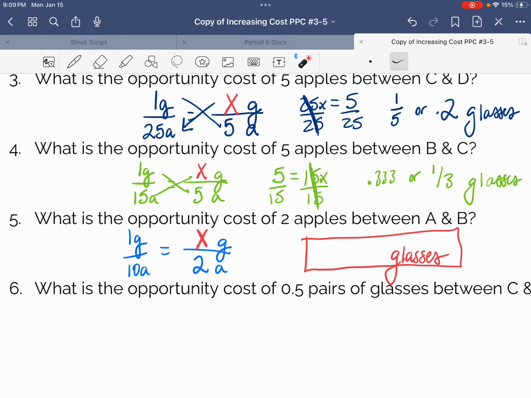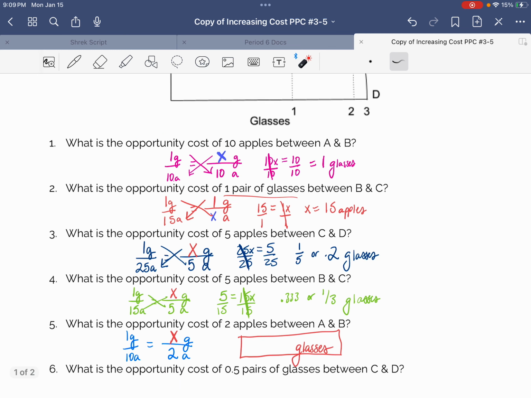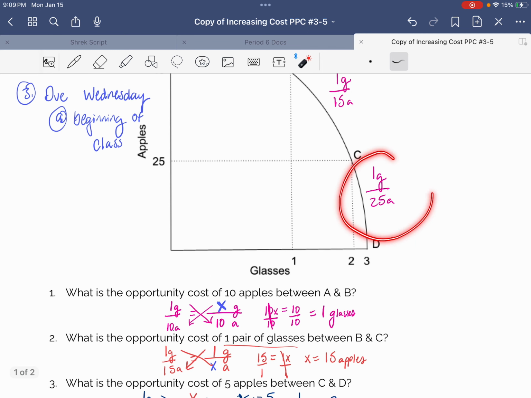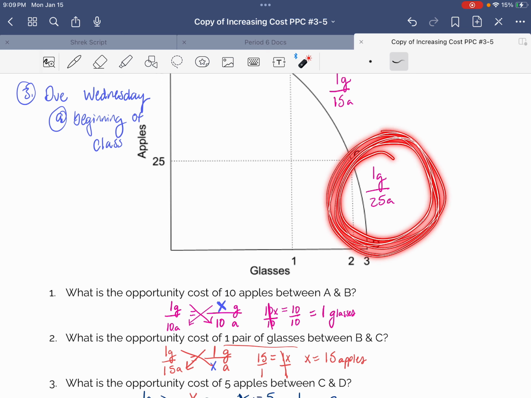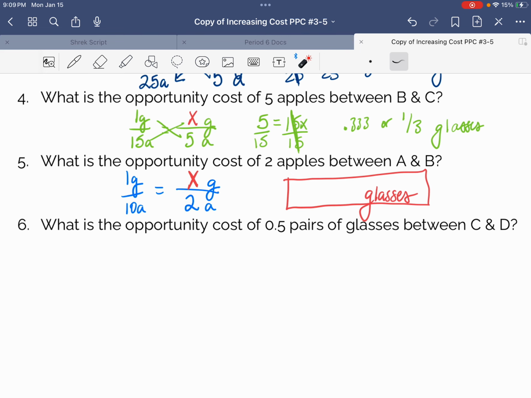All right, welcome back. Hopefully you got the right answer. We will see when you turn in the paper. Number 6, I'm going to make you do entirely by yourself. I'm not even going to do this. I'm not even going to set it up for you. I will tell you that you're going to go to between C and D. You're going to be using this as your beginning ratio. Okay, so go ahead and do number 6 completely by yourself.